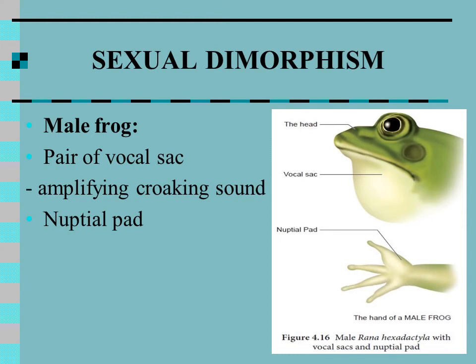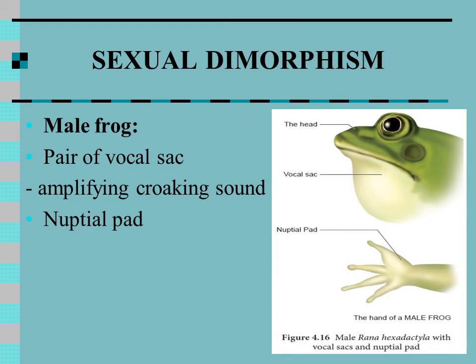Two characters may occur for this male frog. The first one is a pair of vocal sacs. Can you see the vocal sac? It is present below the upper jaw region. This sac is useful for amplifying the croaking sound. During breeding season, the male frog produces a croaking sound, a noise, and with this noise it attracts the female for copulation. So the vocal sac helps to increase and amplify this sound. That is present only for the male.